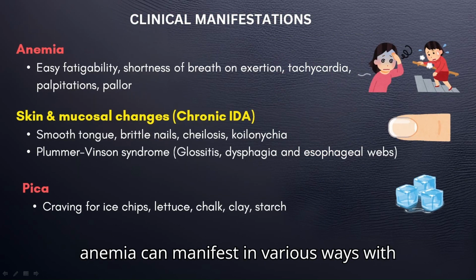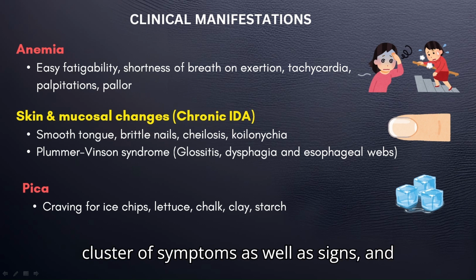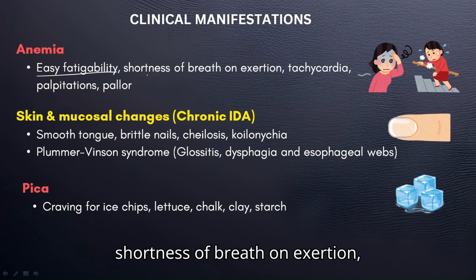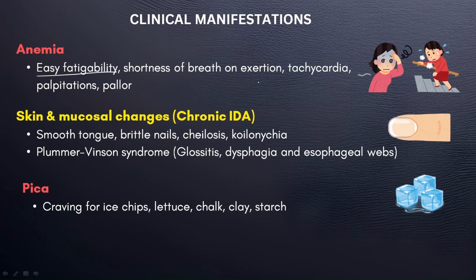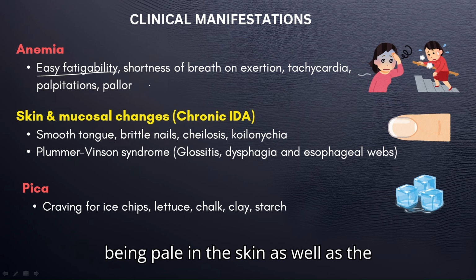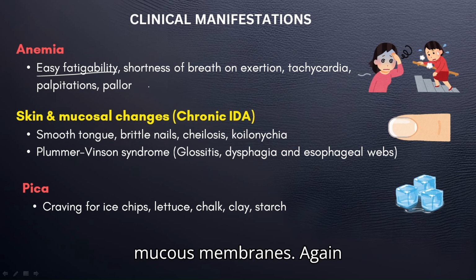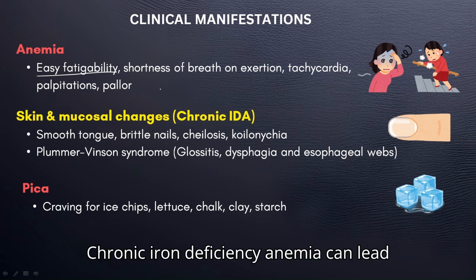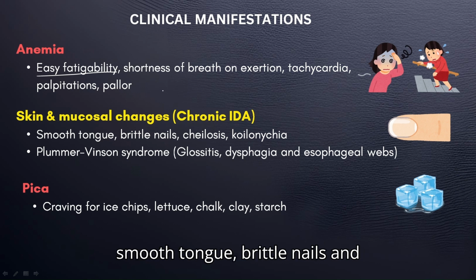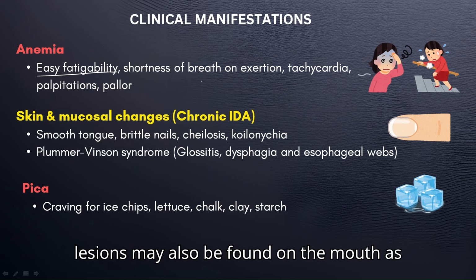Clinical manifestations. Iron deficiency anemia can manifest in various ways with a cluster of symptoms as well as signs, and this may include easy fatigability, shortness of breath on exertion, tachycardia, palpitations, or being pale in the skin as well as the mucous membranes. Again, chronic iron deficiency anemia can lead to skin and mucosal changes such as smooth tongue, brittle nails, and lesions may also be found on the mouth as well as the lips.